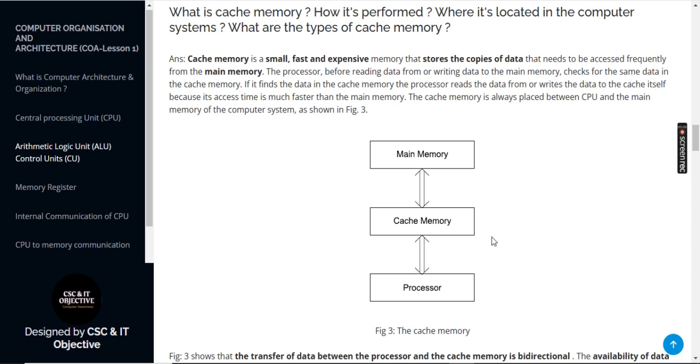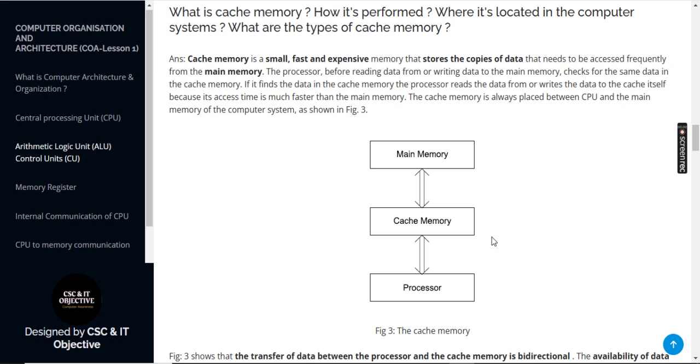If it finds the data in the cache memory, the processor reads the data from or writes the data to the cache itself because its access time is much faster than the main memory. The cache memory is always placed between the CPU and the main memory of the computer system, as shown in Figure 3.